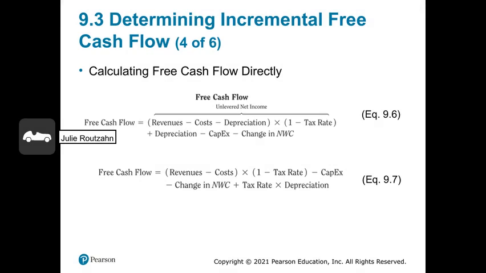Equations 9.6 and 9.7 just put together everything that we've done to date through this chapter and summarize it in these two formulas, both giving us free cash flows.